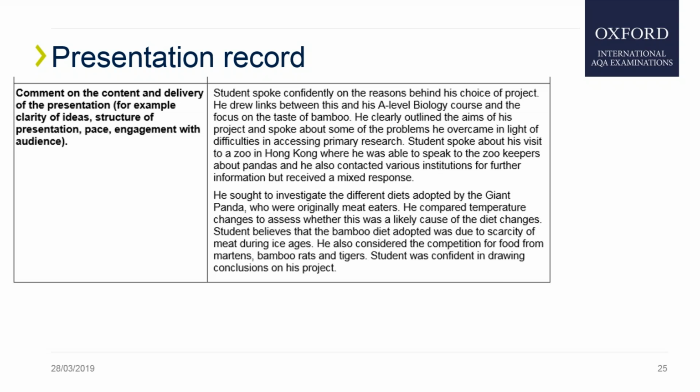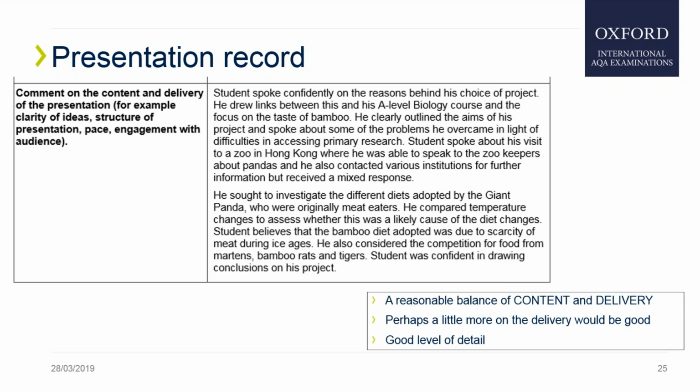So definitely make sure that you do both. You comment on the content, i.e. what the student is actually talking about, and also how it's delivered. So how clear it is, how organized the student is, and so on. So in this example, you can see there's a reasonable balance of content and delivery. Perhaps a little bit more on the delivery could be good. So it's slightly more focused on what the student actually said rather than how they said it. The small criticism, but there's a good level of detail generally. I think this is the A grade IPQ exemplar on the Oxford AQA website.